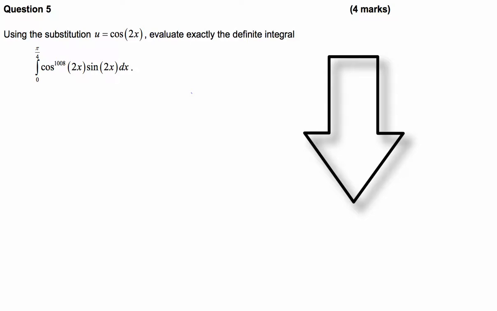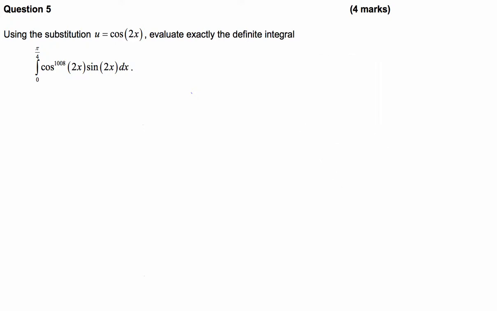The question is asking us to use the substitution u equals cosine of 2x to evaluate exactly the definite integral of this complicated function here. Now when I'm doing integrals, especially integrals using u-substitution, I've got a checklist of a series of points that I like to go through to make sure I don't miss any of the key steps while evaluating these particular integrals.